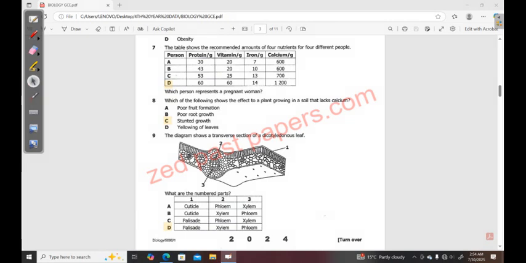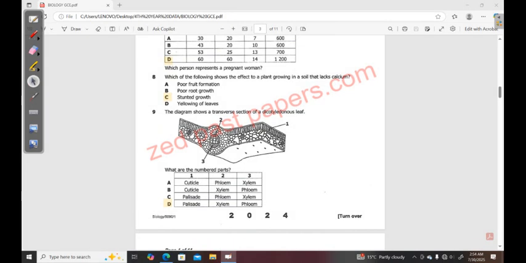Question 8. Which of the following shows the effect to a plant growing in a soil that lacks calcium? A. Poor fruit formation. B. Poor root growth. C. Stunted growth. D. Yellowing of leaves. So the correct answer here is stunted growth, because when the soil lacks calcium, calcium helps in the growth of that particular plant. So when it's lacking, that plant is going to be stunted.